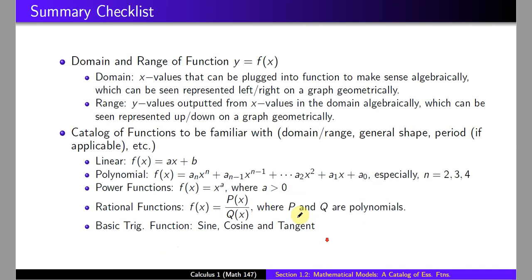And that's basically it for the section. We were just trying to get comfortable with a basic catalog of functions: linear, polynomial, power functions, and so on. What is their range and domain? What do their graphs look like? What are some of their properties? And that's basically it. So we've officially finished section 1.2.